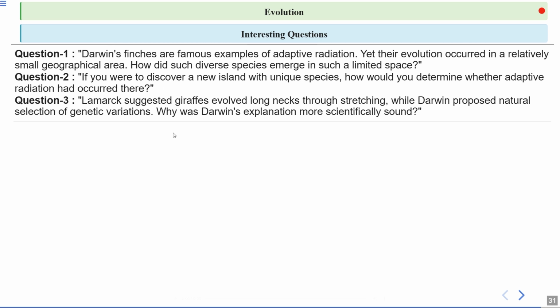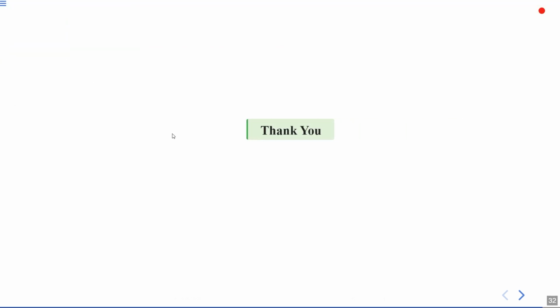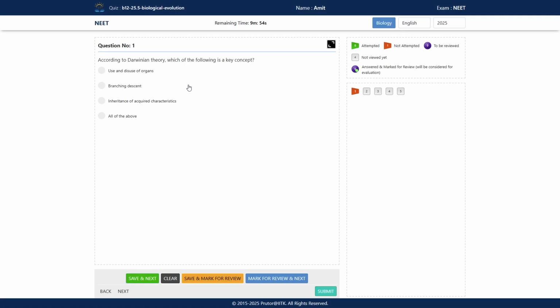Okay, so with this, we have discussed the theory. Now let's discuss DPP related to these topics. So let's have a look at the first question. According to Darwinian theory, which of the following is the key concept? We're talking about the theory given by Darwin. First is use and disuse of organs. Second is branching descent. Third one is inheritance of acquired characteristics. And fourth one is all of the above. What is the correct answer?